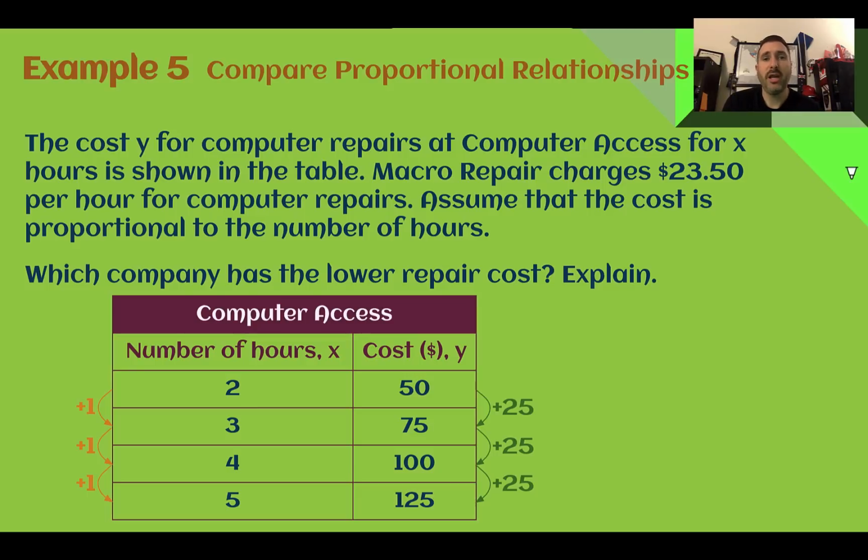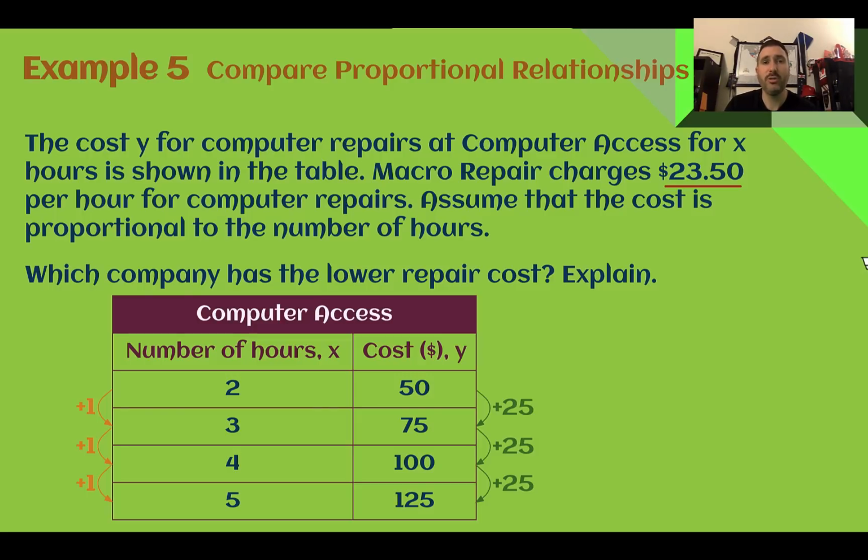Example 5, compare proportional relationships. The cost y for computer repairs at Computer Access for x hours is shown in the table. Macro Repair charges $23.50 per hour for computer repairs. Assume that the cost is proportional to the number of hours. Which company has the lower repair cost? Explain. So this time we want to find the lower unit rate.